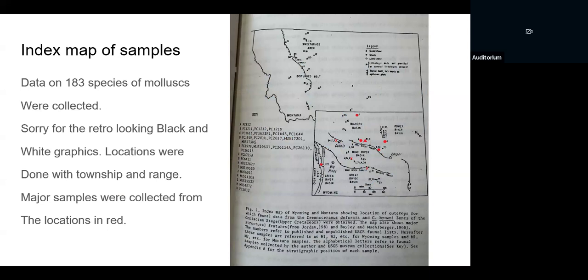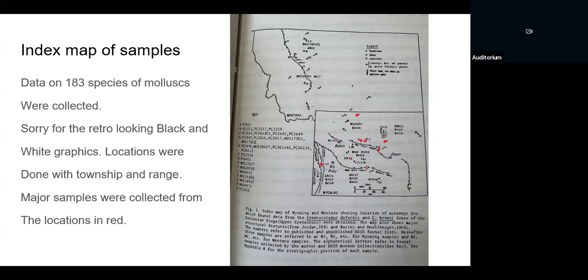Basically, all the dots on there are data points that I had. Some of it was from USGS reports that I got faunal information. Some of it I went out in the field in 1979 and 80. I think it was 79, I worked mostly in Wyoming. In 80, I worked up in Montana. And I got data on 183 species of mollusks. Most of them were bivalves.